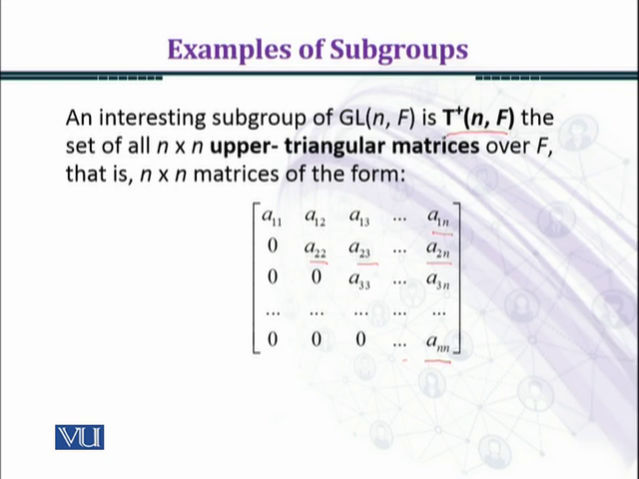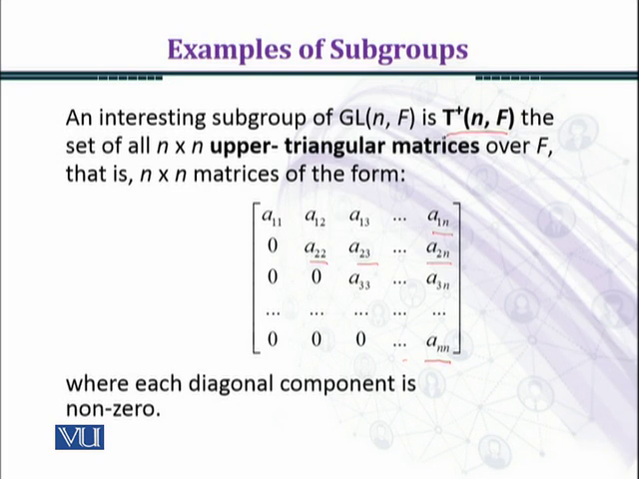You shall study later the theorem in which we shall prove that we need to check just two axioms for being a subgroup of a group G. The first axiom is that it is closed under the binary operation, star say, and the second axiom is existence of inverse. Here each diagonal entry is non-zero because the matrix is invertible. If there is a 0 in the diagonal, then we shall get determinant equal to 0.